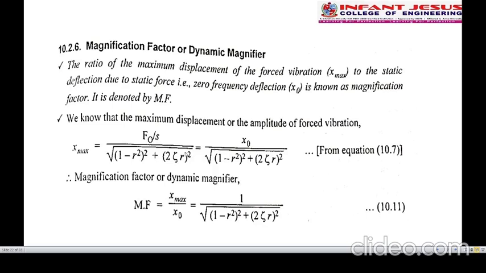So we have the formula x max equal to F naught by S by root of (1 minus r square) the whole square plus (2 zeta r) the whole square. So F naught by S can be replaced by the zero frequency deflection x naught. If x naught is taken this side, x max by x naught is equal to the magnification factor. So this is the formula for magnification factor, that is x max by x naught, maximum frequency deflection by zero frequency deflection, that is the magnification factor.